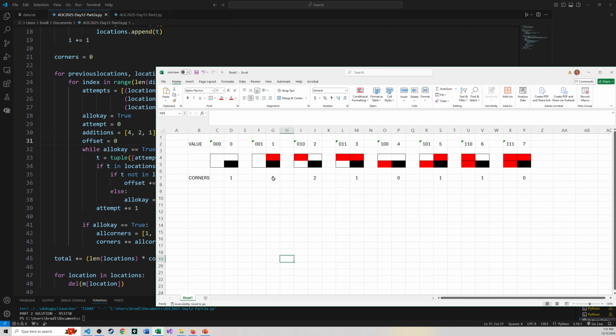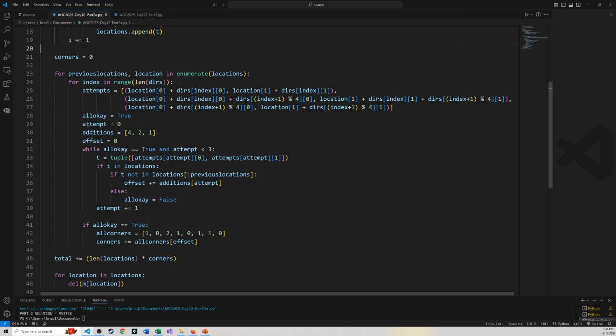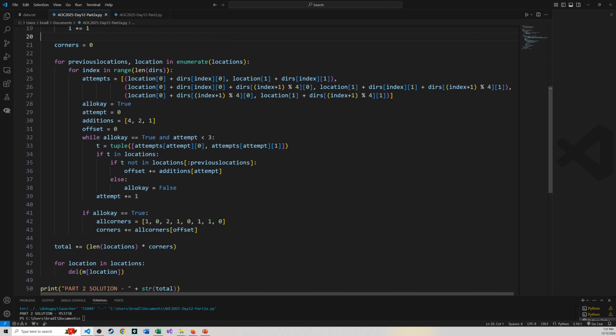There's no corners there. And so minus all the duplications, going through this square by square by square, when you fall out of this thing finally, you get the area, which is the number of locations, times the number of corners that comes out of this. And then we do the multiplication, we delete this from the map, and we start over again.